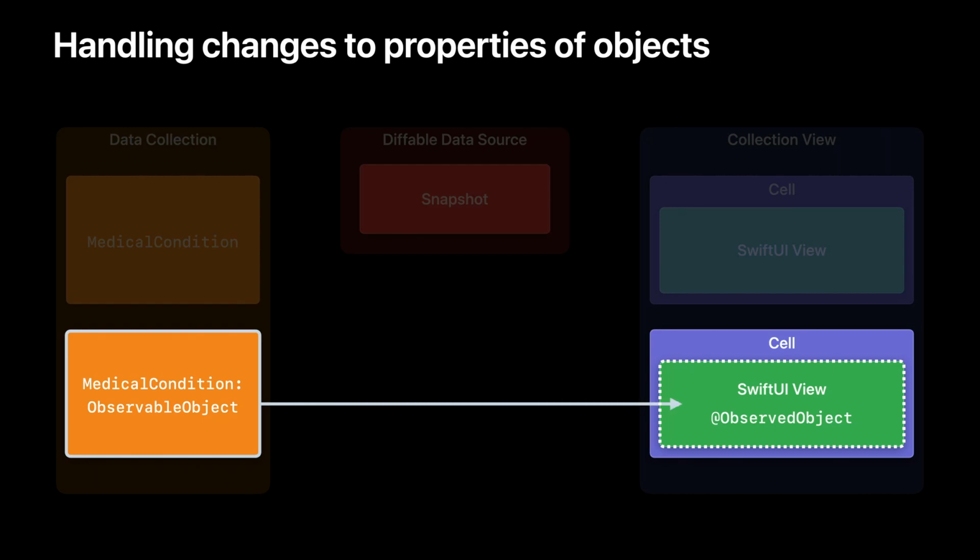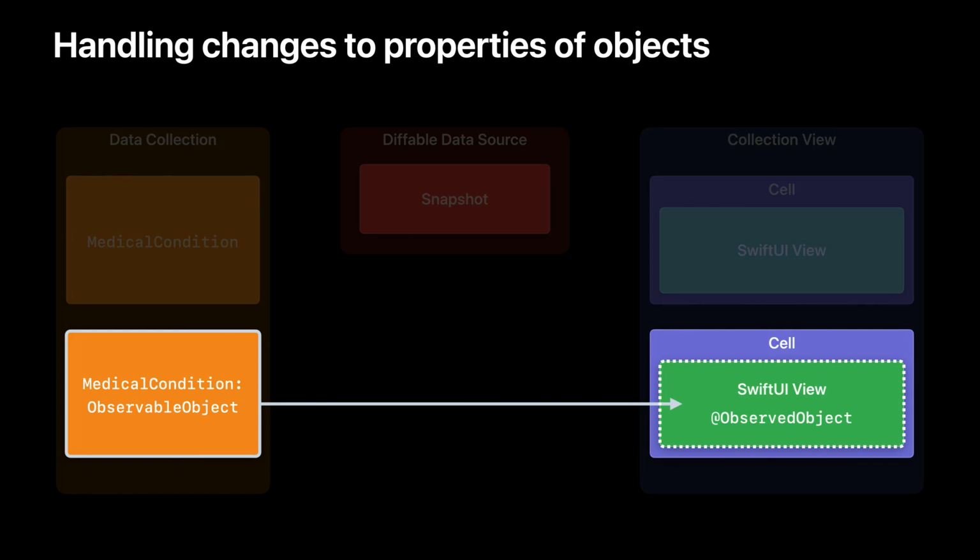By storing the observable object model in an observed object property in our SwiftUI view, changes to the published properties of the model will automatically trigger SwiftUI to refresh the view. This establishes a direct connection between the model and the SwiftUI view inside of the cell. When a change is made, the SwiftUI views in the cell are updated directly without going through the diffable data source or the UICollectionView.